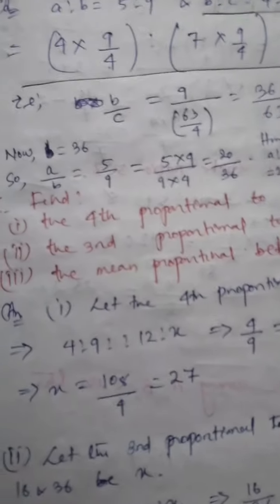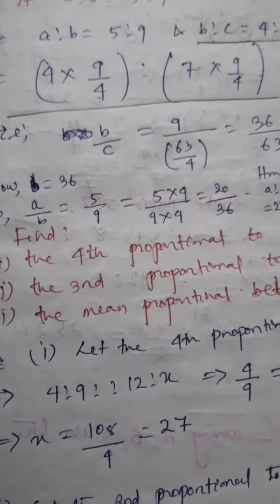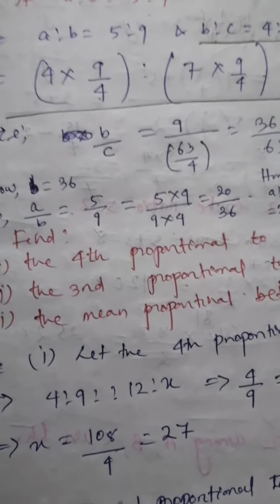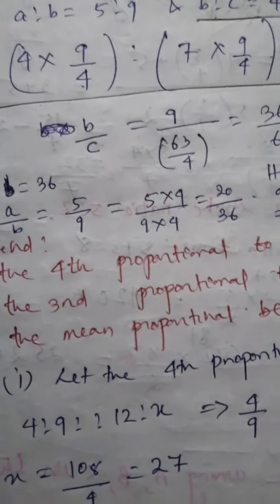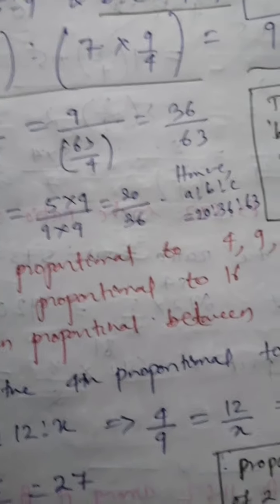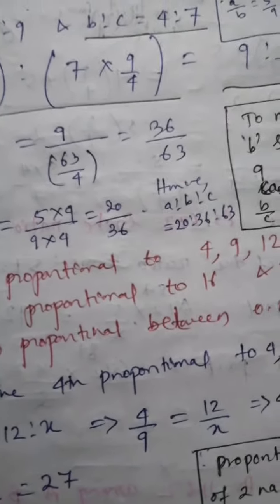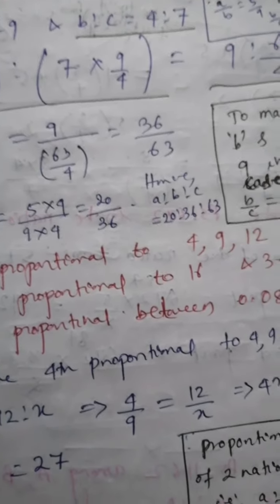Now B's value is 36. We know A by B equals 5 by 9. So to get the value of 36, we multiply by 4 in the numerator and in the denominator as well, and we get 20 by 36. Hence, A is to B is to C equals 20 is to 36 is to 63.